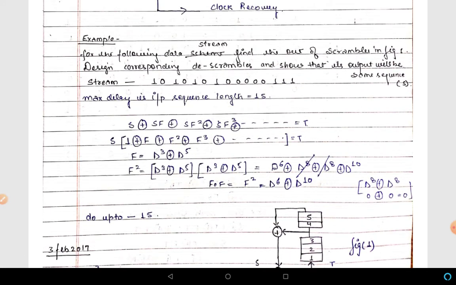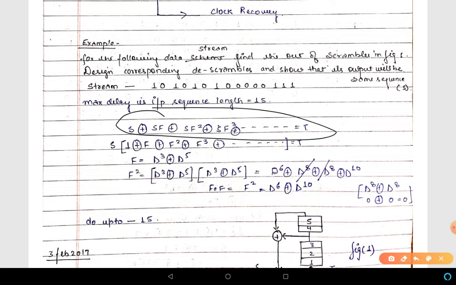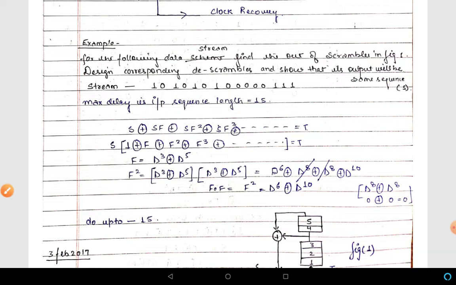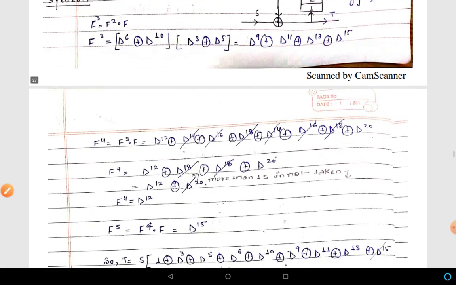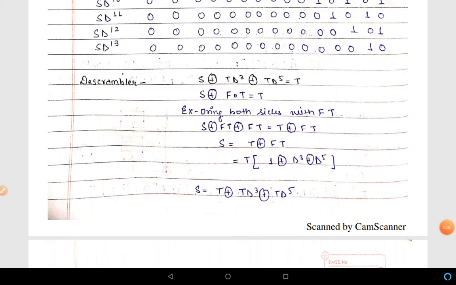What I have done is, first I have written this equation. Then I found the value of s square, s cube, and I'll keep all the terms which are less than or equal to d15, and even d15 can be neglected, and then I will write them together as is done here and sum them up, and I'll get the output of the Scrambler. So part 1 is done, that is designing the Scrambler. Part 2 was finding the output, that is also done.